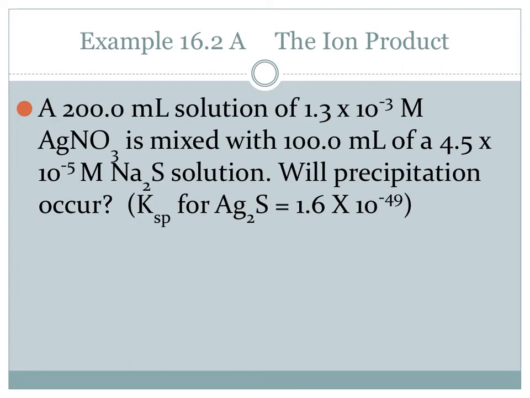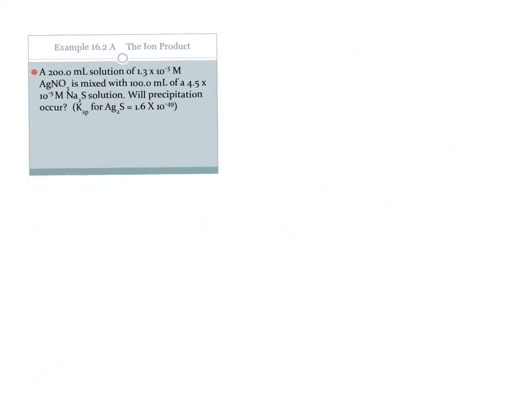So this question asks, if we mix two chemicals together, will a precipitate form? And they're telling you the chemical to look for, it's the silver sulfide. So what we need to do is figure out if we can get silver sulfide to form. And to do that, we need to look at the silver sulfide equation.